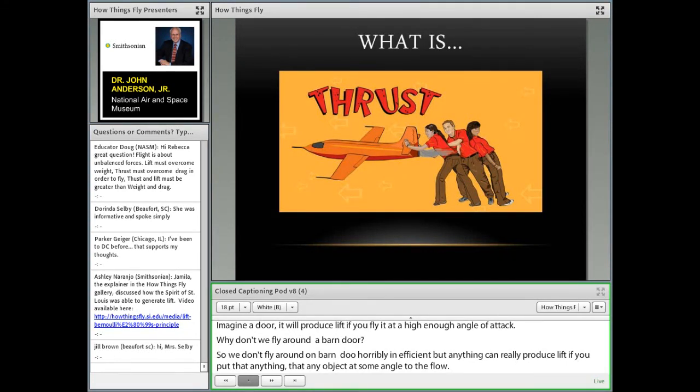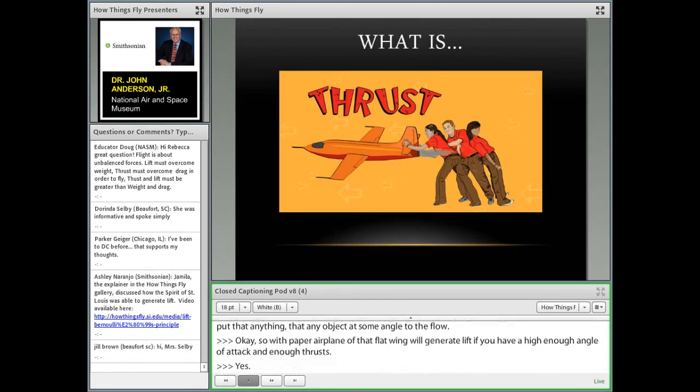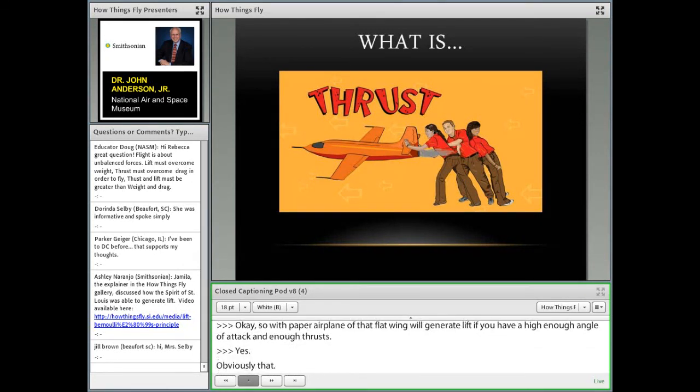So that leads us on to our next force of flight that we're going to discuss, and that is thrust. Thrust is the force that propels a flying machine in the direction of motion, and generally engines produce that thrust.